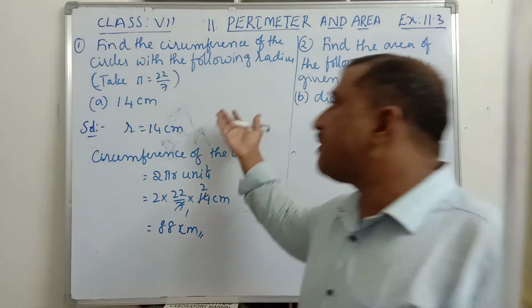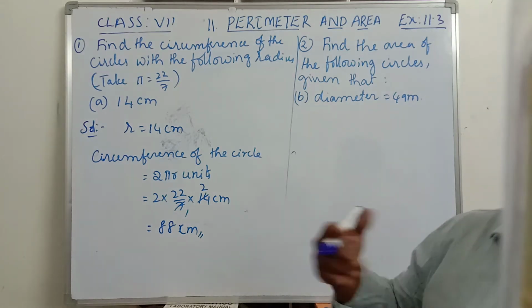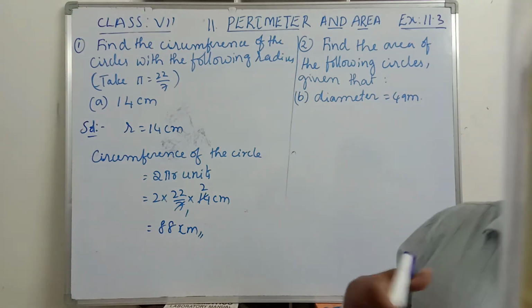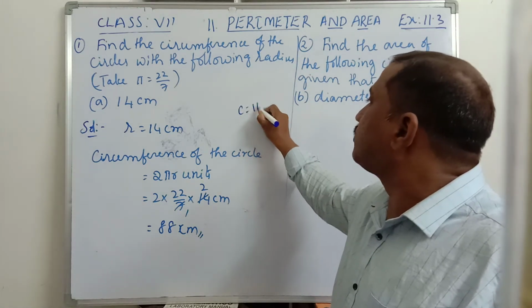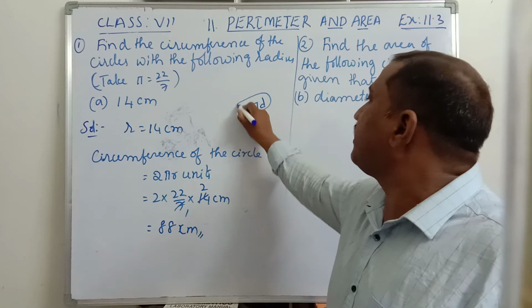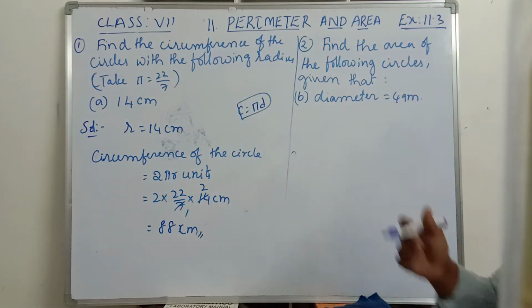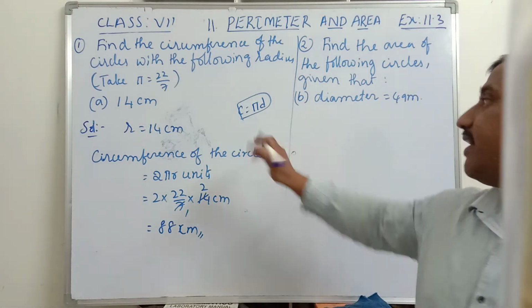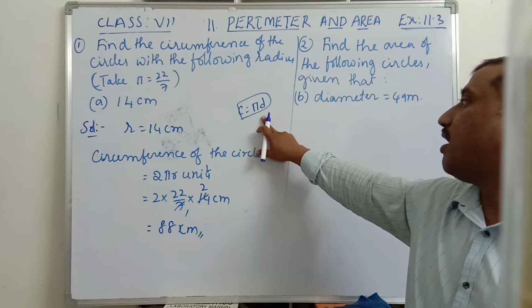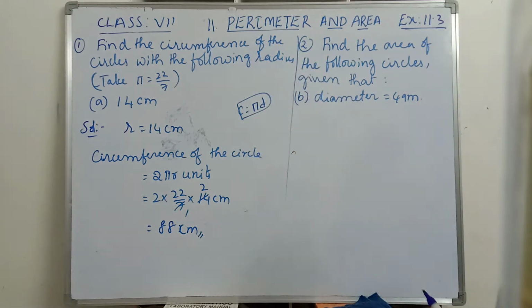Sometimes they may give you the diameter. From the diameter you can find the radius, since half of the diameter is the radius. Or you can also use the circumference C is equal to pi into d, where d is the diameter. This formula you can use directly when the diameter is given.